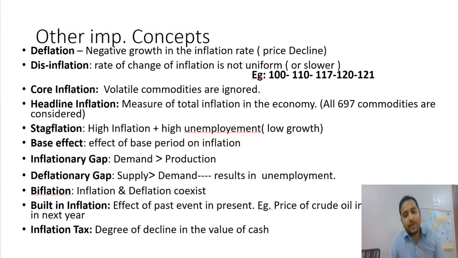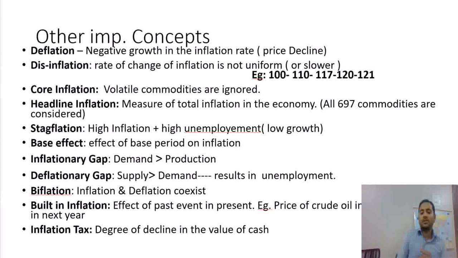Base effect of base period on inflation, like initially we had 2004 and 5. So if you measure the inflation it will be different. If we take the base effect like 2011 and 12, inflation will be different. So this is the effect of base period on inflation. Now inflationary gap, it's when the demand is higher than the supply, that is production. Deflationary gap, supply is higher than the demand, that results in unemployment. Obviously, when supply is high, demand is low, so unemployment will be there.